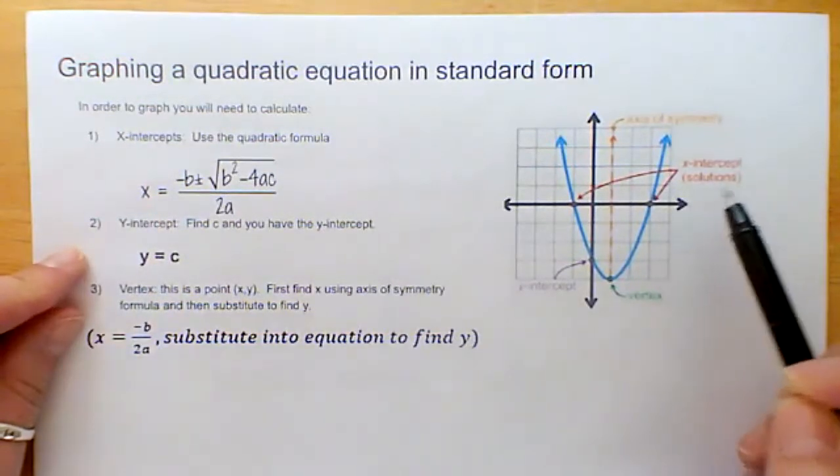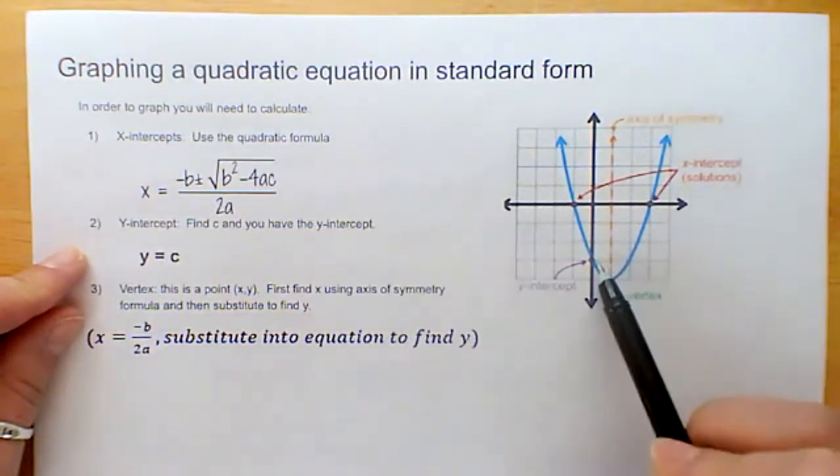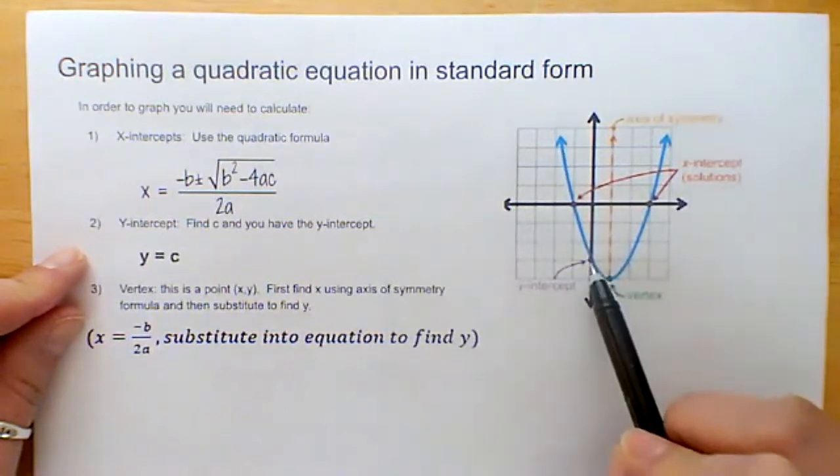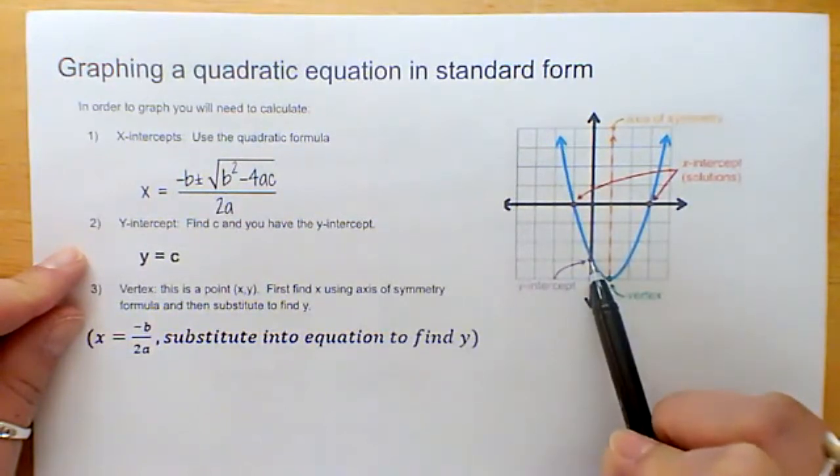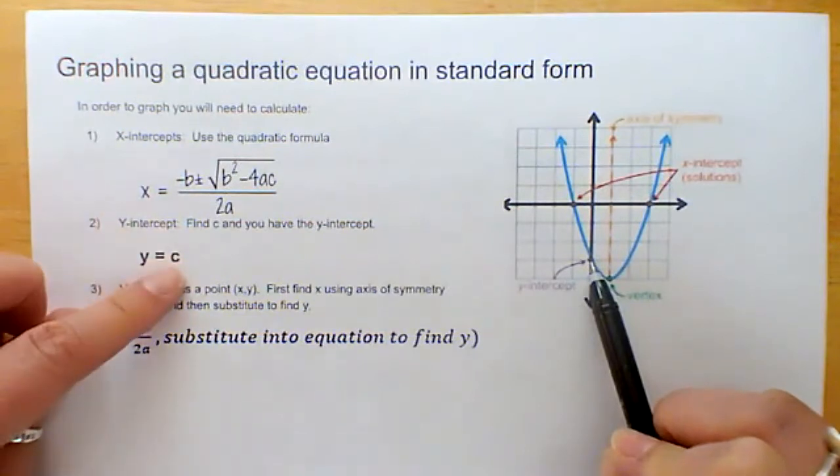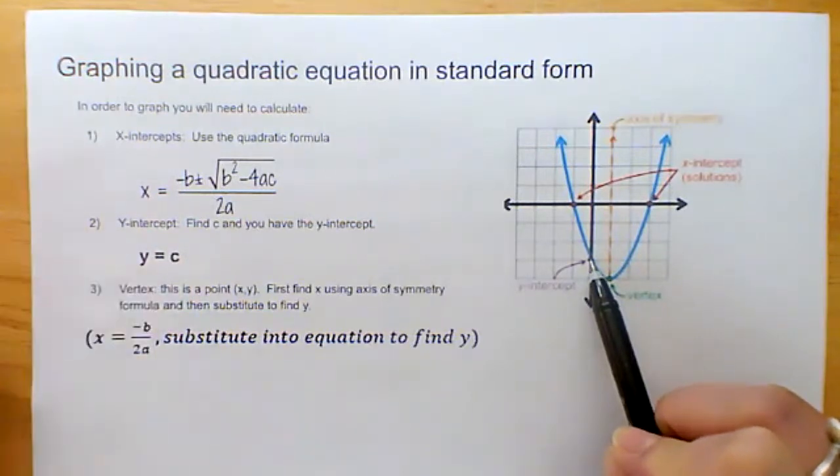Number 2, we're going to need the y-intercept. The y-intercept is where the parabola crosses the y-axis. So that's right here for this graph. It's also equal to the c. So whatever number our constant is, whatever number is c, that's where it intersects the y-axis.